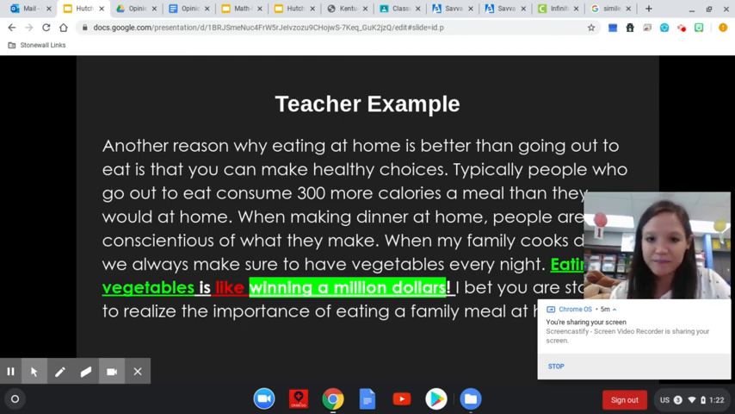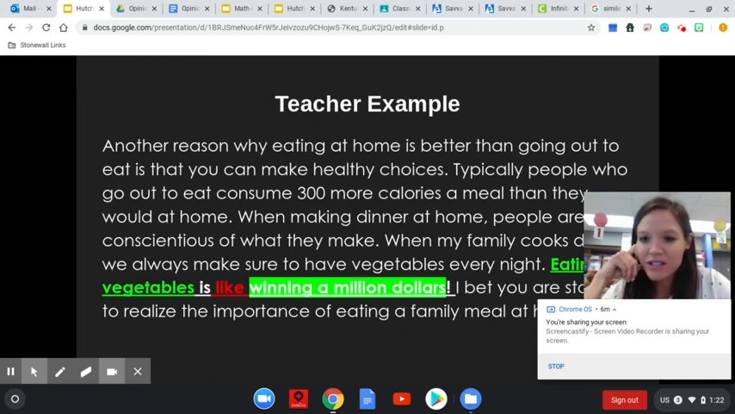Okay, so I added in that simile there, not a metaphor. I have that like to make my writing sound a little more interesting. Eating vegetables is like winning $1 million. Two unlike things, eating vegetables, winning $1 million. But I use that to show the importance and to prove my point that eating vegetables at home is really, really good, just like winning $1 million is. So I added that in there to make our writing more interesting, which you're going to be doing in a minute as well.